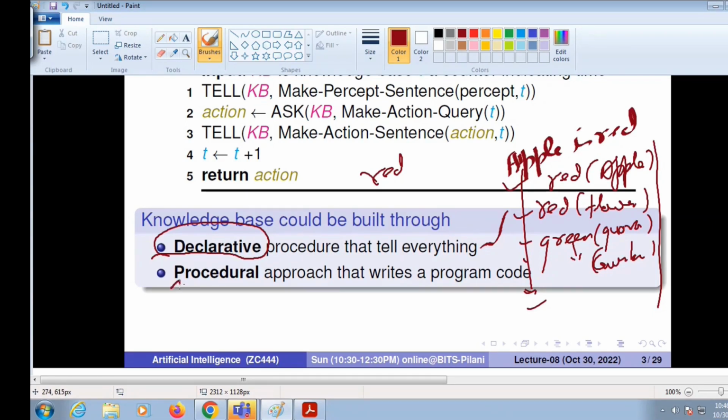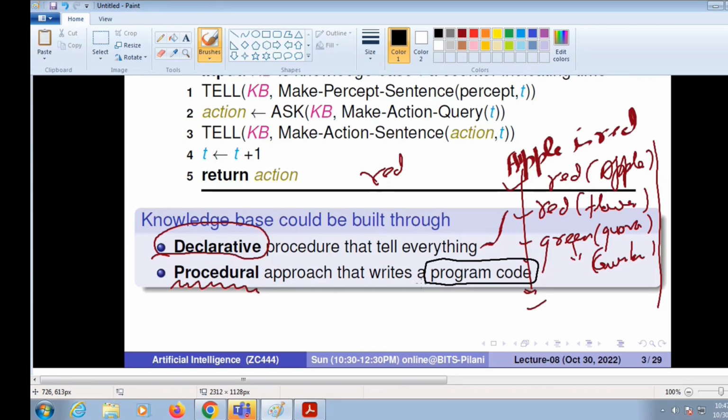And the approach could be a procedural approach, where you define some procedures, and by these procedures you are going to make that particular thing true. So what do I mean by that? In the procedural way, you are not actually defining the complete thing. You are writing some way by which things are defined. For example, you can write program code, and using that programming code, something is defined.